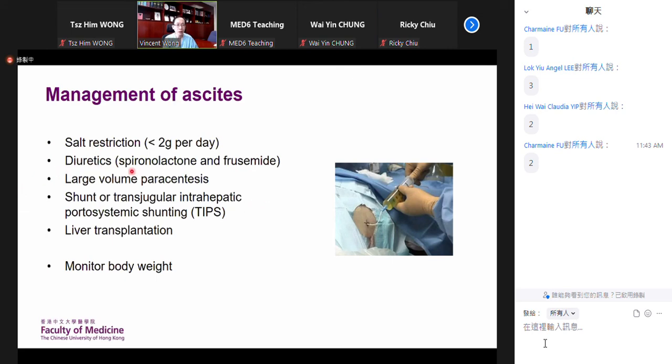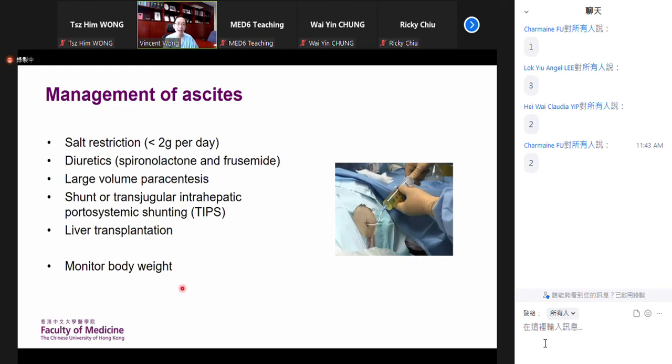Now, we would use diuretics. So spironolactone is the first line. You may also add furosemide with a synergistic effect. For gross ascites, the treatment would be large volume paracentesis. So we stick a needle in to drain the fluid out. Now, for refractory ascites, we consider shunting procedures. Nowadays, we usually perform transjugular intrahepatic portosystemic shunting. And in any case of hepatic decompensation, we consider liver transplantation.